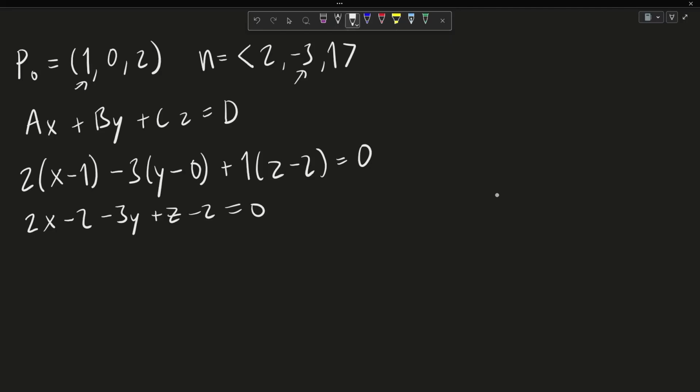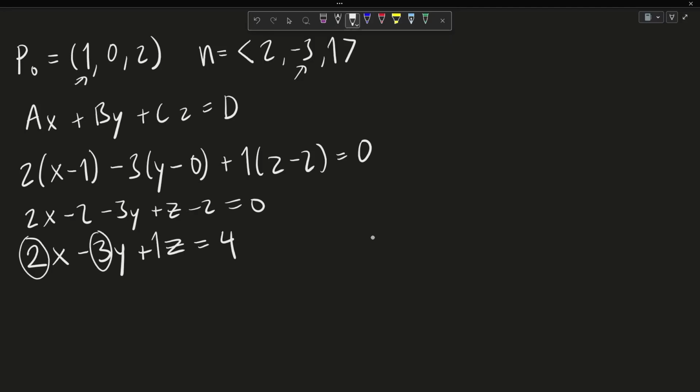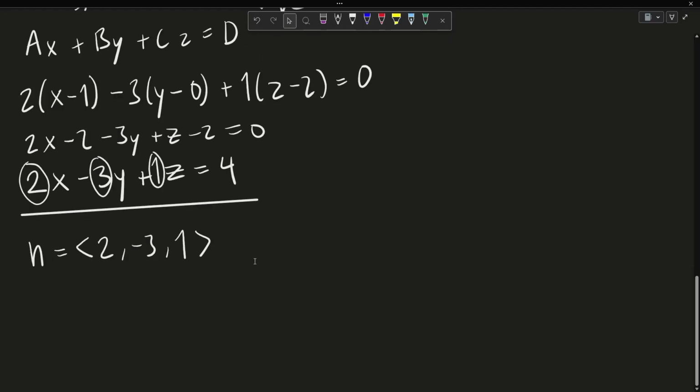And moving the constants to the right side of the equation, we have 2x minus 3y plus z equals 4. Here we can observe that the coefficients in this equation, 2, negative 3, and here we have a 1, are equal to the values in the normal vector. So if we're given an equation in its definition of what the plane is, we can find the normal vector by simply taking the coefficients a, b, and c. So here we have 2, negative 3, and 1, if we were to find the equation for the normal vector.